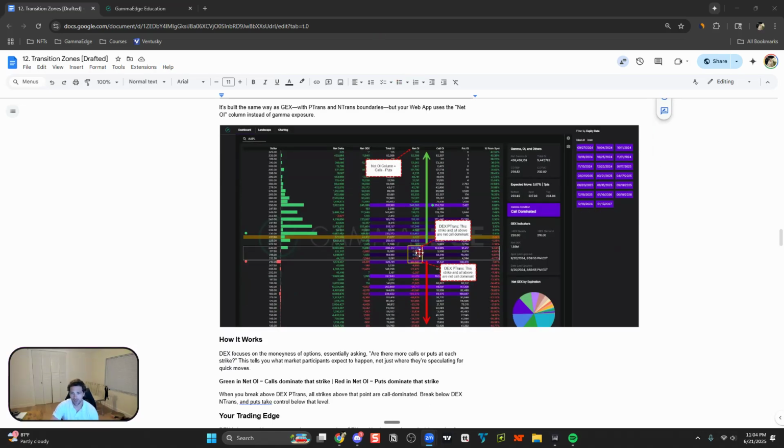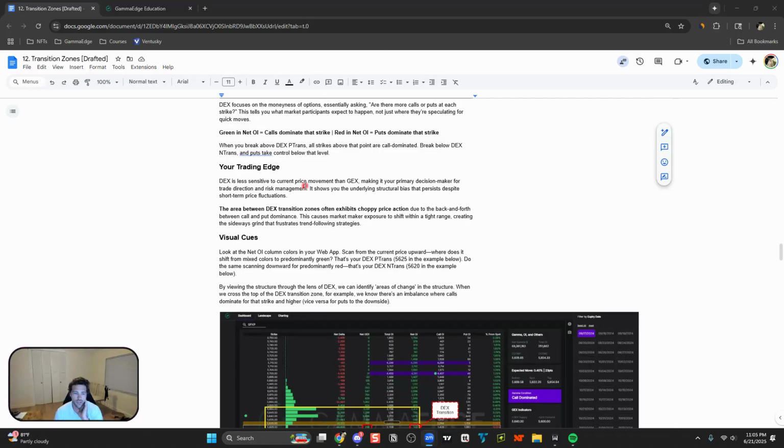And so just to reiterate, a break above DEX P trans means that all strikes above are call dominated. Break below DEX N trans, and all strikes below are put dominated. So specific to your trading, again, always bringing this back to your trading and how you can use this tomorrow in your trading.